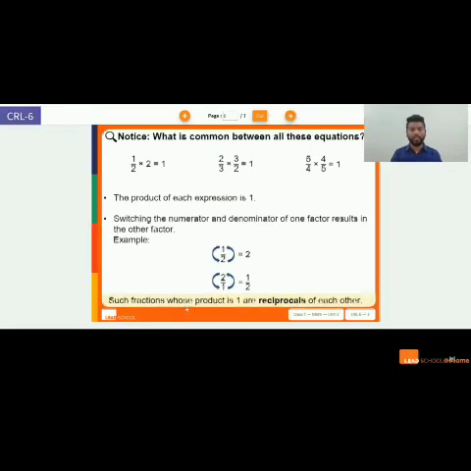Such fractions whose product is 1 are reciprocals of each other. When I have two fractions which after multiplication I get a result as 1, then these two fractions are called reciprocals of each other. Okay, I'll give you quick 1 minute to copy down this statement and this statement here. Okay, your time starts now.